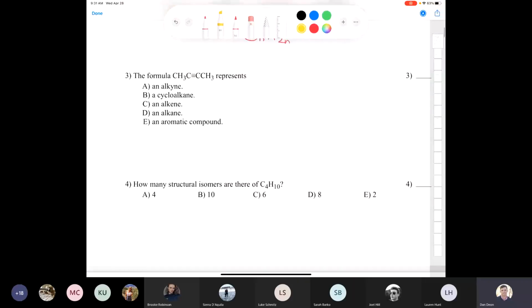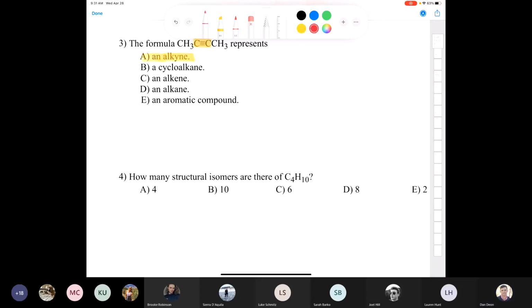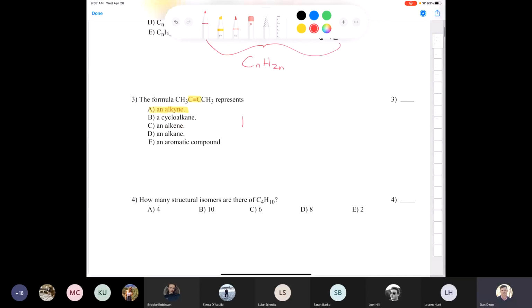All right, number 3, it says the formula CH3, carbon with a triple bond to another carbon, and then another CH3. We have a functional group in here, don't we? We have a triple bond between 2 carbons, and we call that an alkyne, A. So the generic structure of an alkyne is when we have an R group, and then we have another carbon attached to another carbon by a triple bond, and then another R group. So this is an alkyne. This molecule here is called 2-butyne.